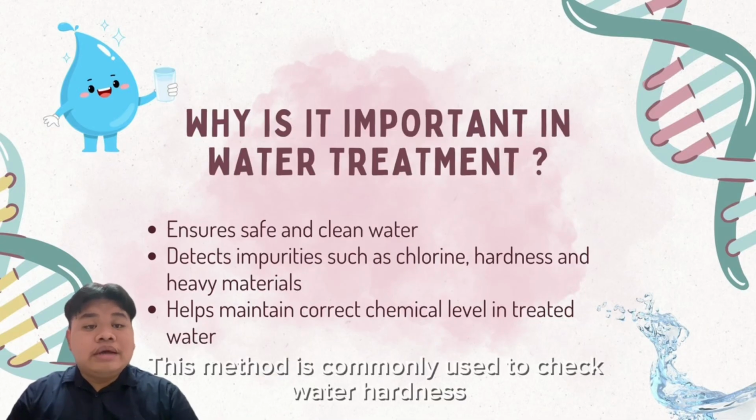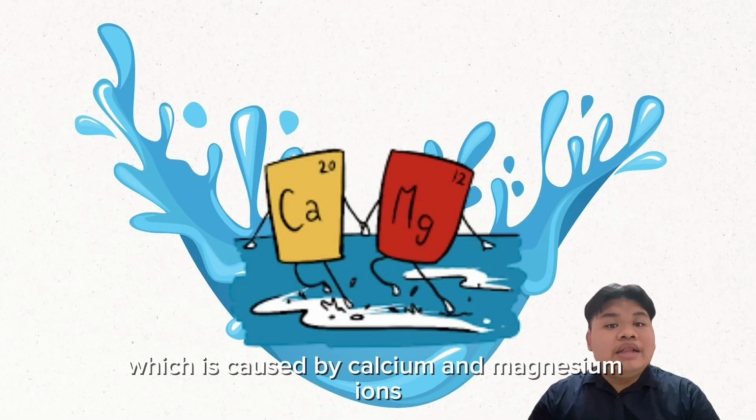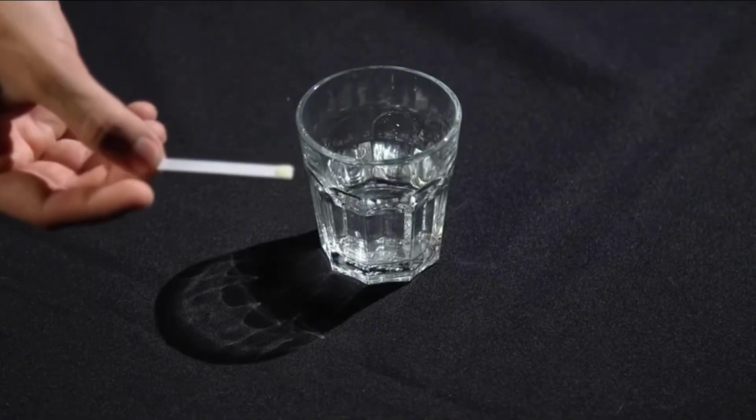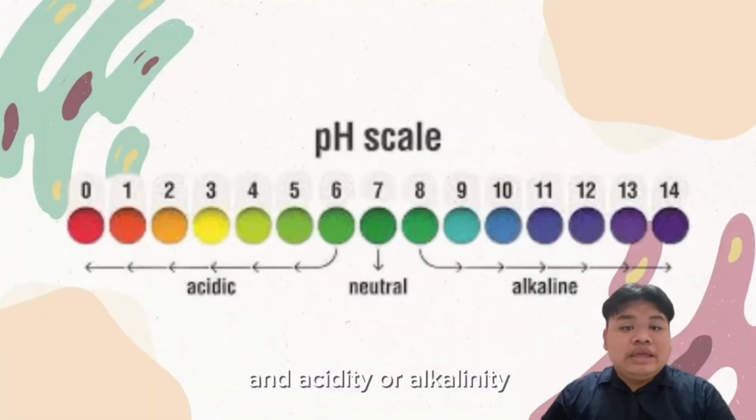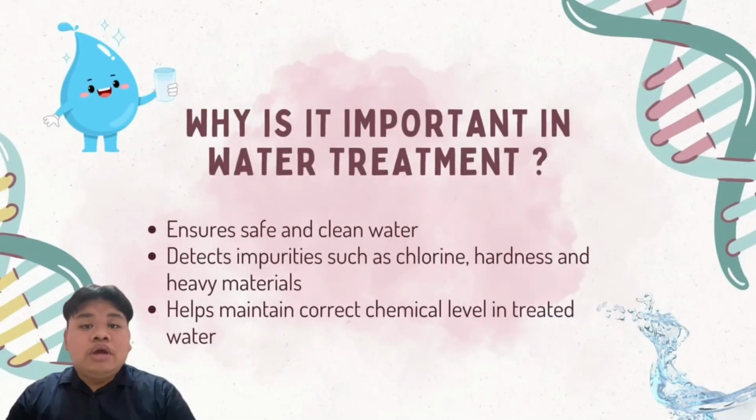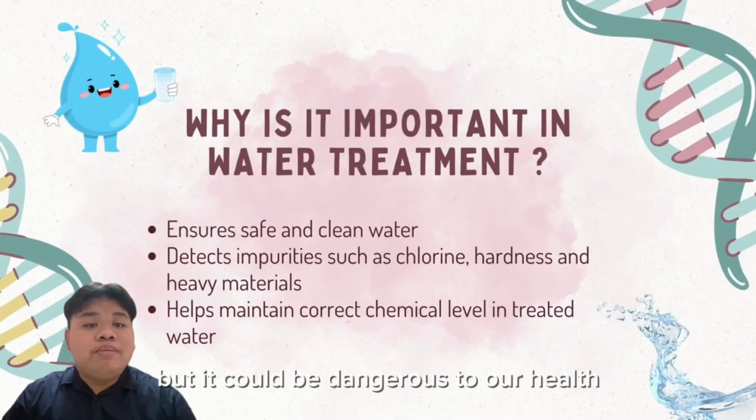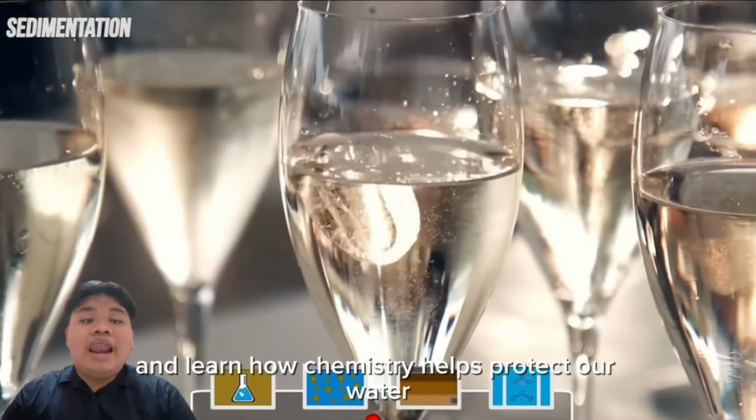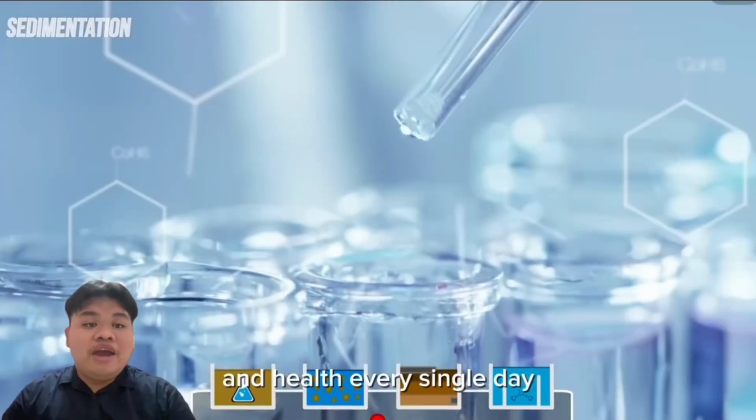This method is commonly used to check water hardness, which is caused by calcium and magnesium ions, chlorine levels to ensure they are not too high or too low, and acidity or alkalinity to make sure the water is balanced. Without proper testing, the water might look clean, but it could be dangerous to our health. So, let's get started and learn how chemistry helps protect our water and health every single day.